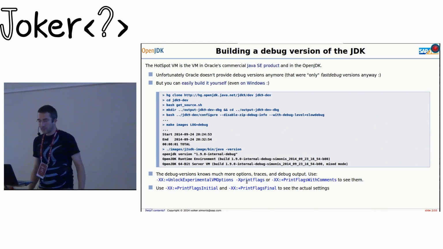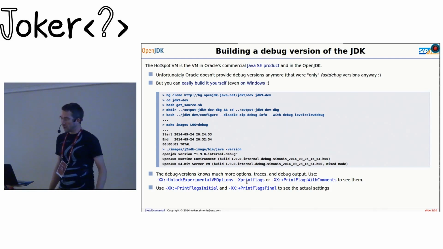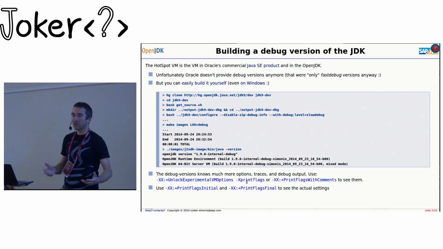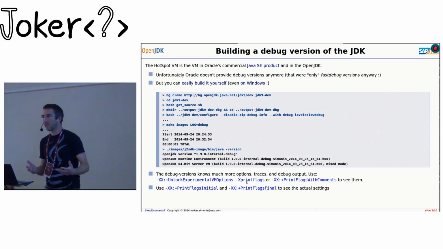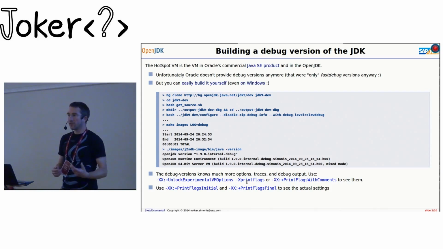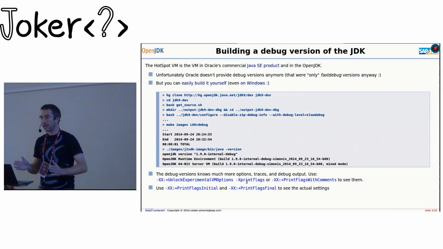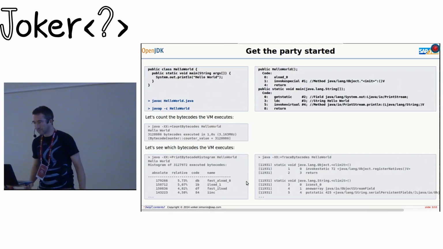There are 2 other interesting options, PrintFlagsInitial and PrintFlagsFinal. PrintFlagsInitial gives you the initial setting of all the flags. Then during VM startup, HotSpot checks how many CPUs and how much memory you have, and this thing called ergonomics tries to set up some parameters so that your VM runs best on your current system. And PrintFlagsFinal will show you the actual settings which you're running.